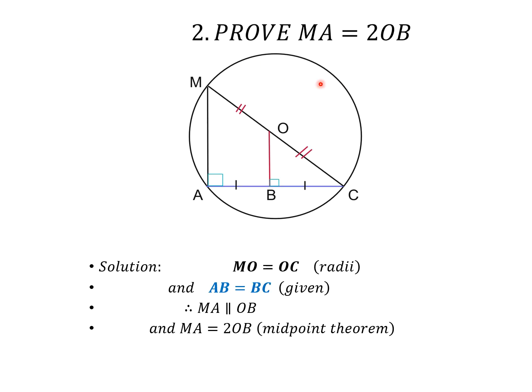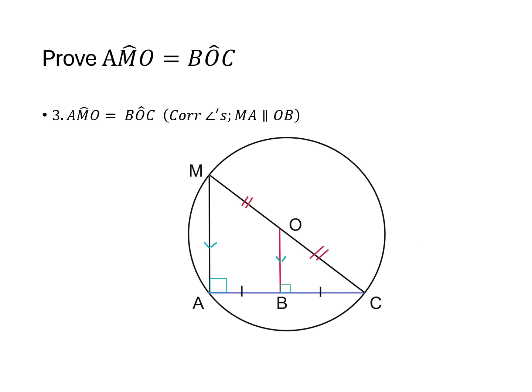Prove that MA, this line MA, equal 2 times OB. So we already know that MO equal OC and AB equal BC. Therefore, as we proved in the previous problem, MA is parallel to OB. And according to the midpoint theorem from grade 10, MA is 2 times the measure of OB. So MA equal 2OB according to the midpoint theorem. Right, let's go to the next problem.